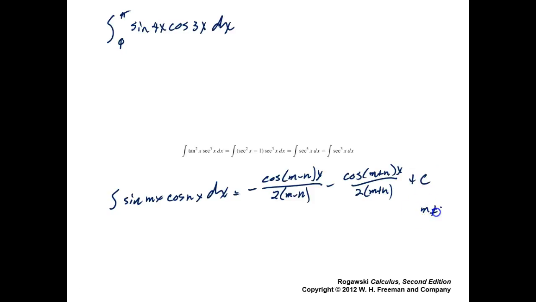Now what's the requirement here? m cannot equal plus or minus n. That's the only contingency here. If they were the same, you do something else. If they're exactly opposite, do something else. But if they're not the same or opposite, then use this formula. These are not the same, not the opposite, so use the formula. And what would that give us?